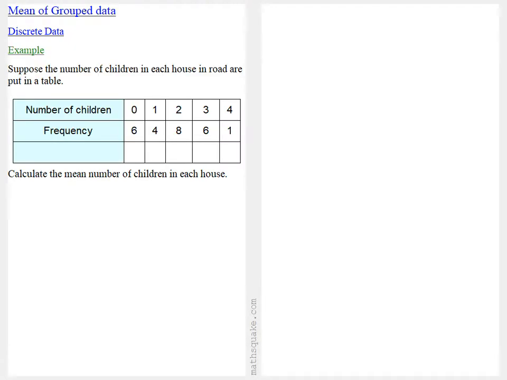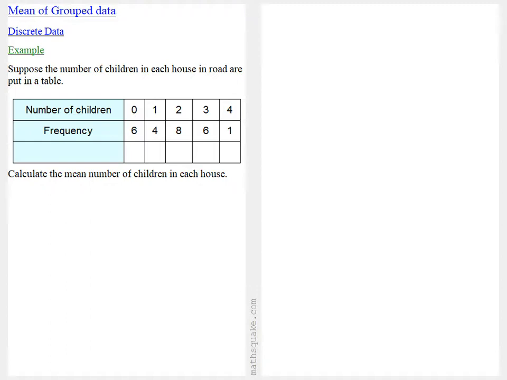Now here's an example. Suppose the number of children in each house in a road are put in a table. And we have some houses have no children, some houses have 1 child, some houses have 2 children, or 3 children, or 4 children. Now the frequency, that's the number of houses with no children, is 6.